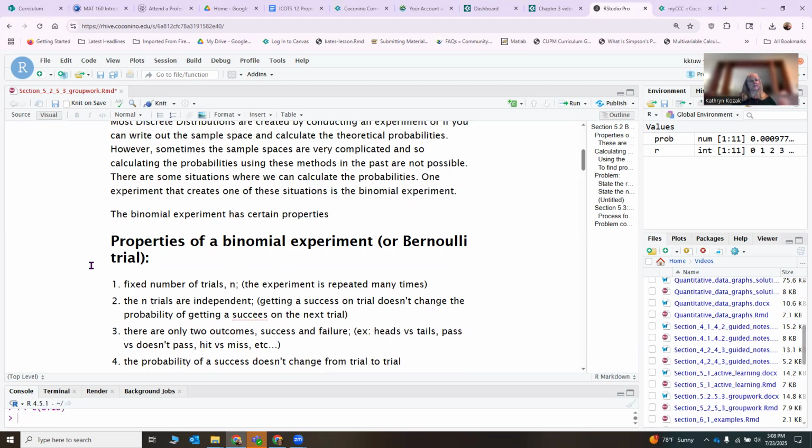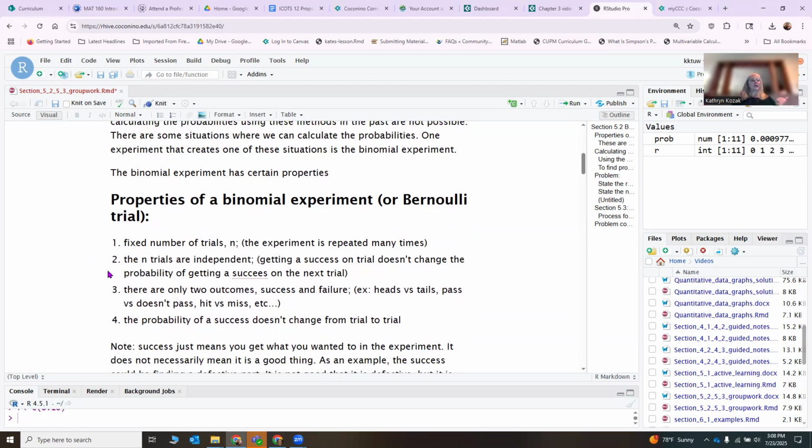The problem with this is you have to actually know that you have a binomial experiment. And again, it has certain properties. The first one is you have a fixed number of trials. You know exactly how many times you're going to repeat the experiment. It's not like you're going to repeat it till you get to a success, or keep repeating it forever. And the trials are independent. Every time you repeat it, one does not affect the next one.